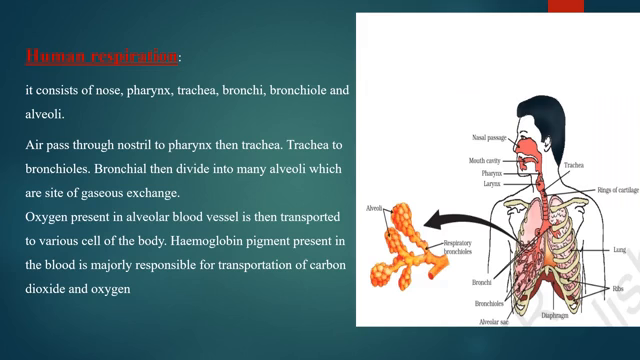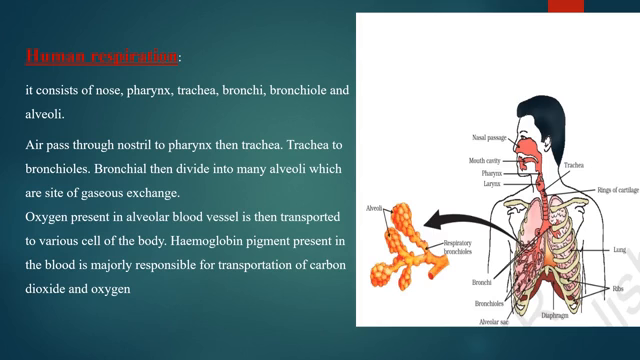In the previous slide, we studied the different types of respiration and how the breakdown of glucose occurs by different pathways. Now we will study human respiration. The human respiratory system consists of different parts. It consists of nose, pharynx, trachea, bronchi, bronchioles and alveoli. In this picture you can see the different parts of the human respiratory system.